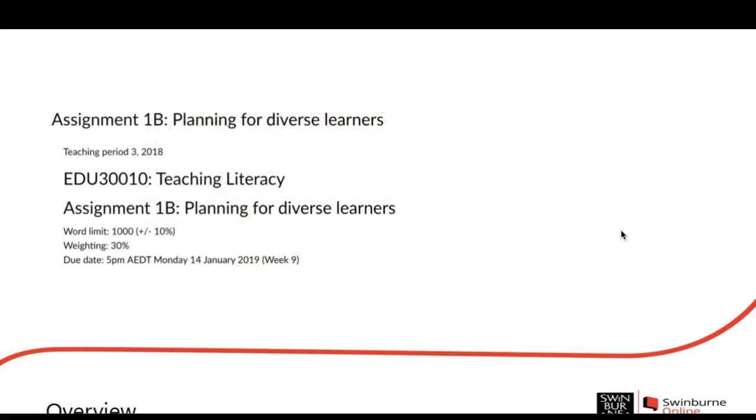So let's get started. My first slide is just an overview to break it down and remember some of the key things that we need to remember. So we are doing our essay or report or whatever we would like to call it. Catering for diverse learners is a 1,000 word limit. The weighting is worth 30% and it is due in week 9, which is Monday the 14th of January. As I said in the other collab, I know it seems far away, but we like to get out the information nice and early so you can have a think about it over the break if you want to start researching and making a start.